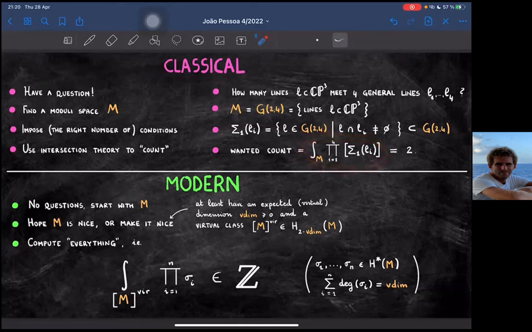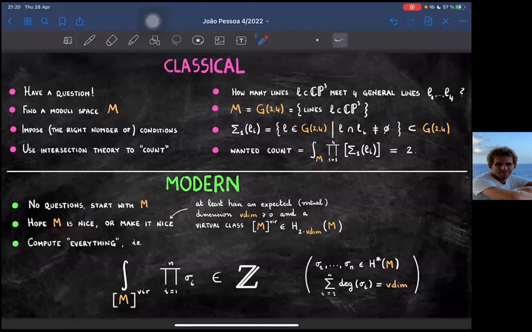directly, because the reason why we can compute this is because in this example M is the Grassmannian, so it's a smooth compact manifold. But in general, the moduli spaces we are interested in are way more complicated. So the second step is to hope that the space we want to study is nice enough.